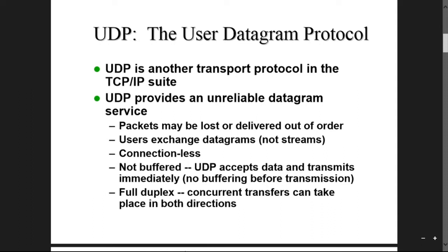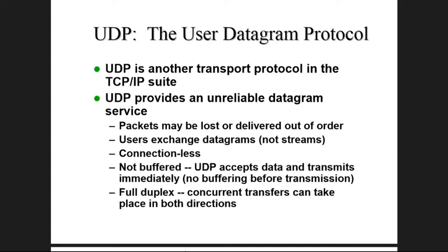So today we will describe UDP, that is User Datagram Protocol. We knew about TCP/IP and the OSI model. UDP is another transport layer protocol. UDP provides an unreliable datagram service. That means UDP is not reliable.